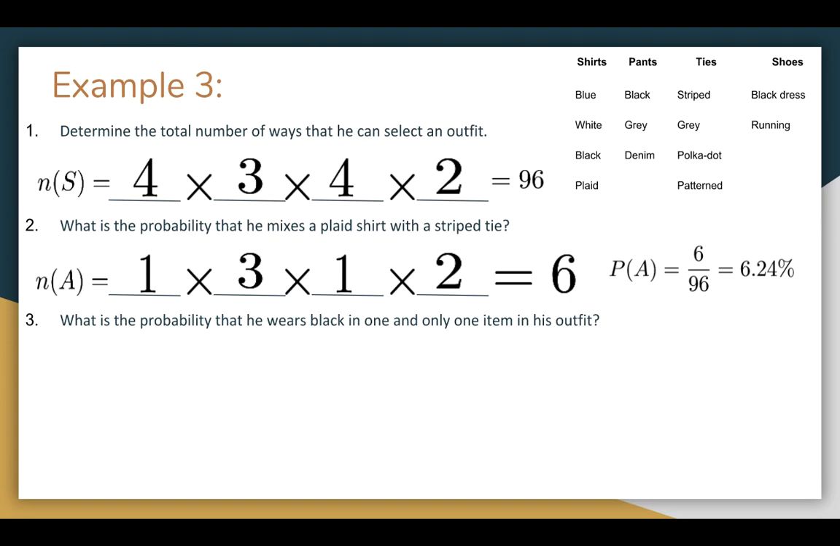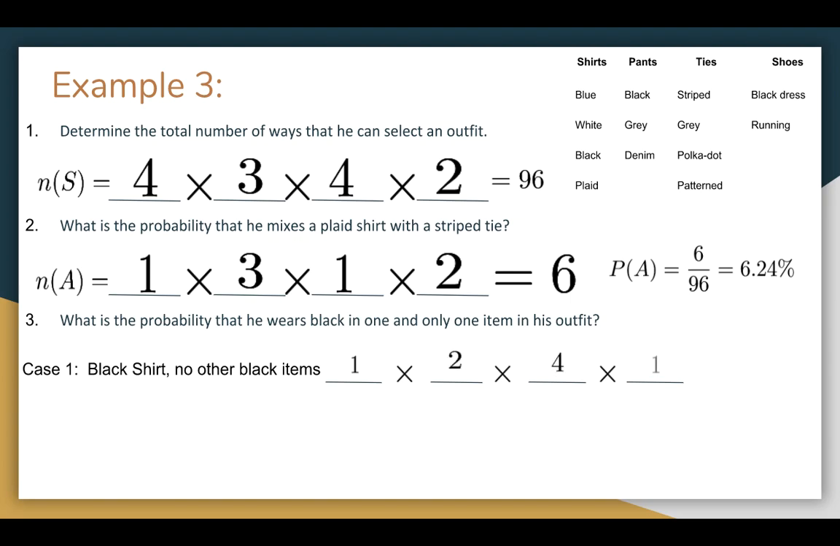Probability you wear black in only one item in your outfit. There's where you've got multiple cases. So you realize how many cases you have. Case 1 is a black shirt. So you've got four slots. There's 1 black shirt, and then 2, 4, and 1 not black pants, tie, and shoes.